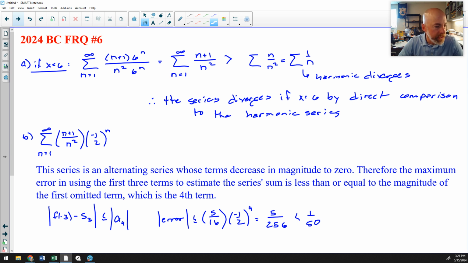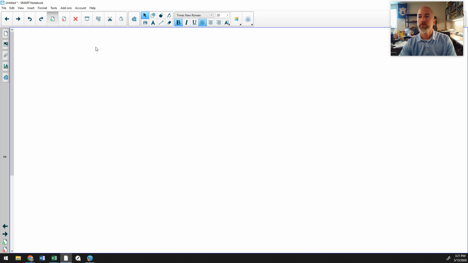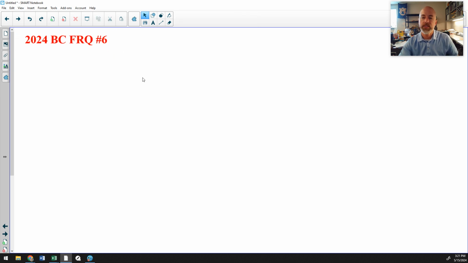All right, number C. Find the general term of the Maclaurin series for f prime, the derivative of f. Find the radius of convergence for the Maclaurin series for f. Okay, now this is getting kind of lengthy, so I think I'm going to go to another page. I don't like scrolling down too much on these, so let's jump on to C, because I think we're about to have to do the ratio test.